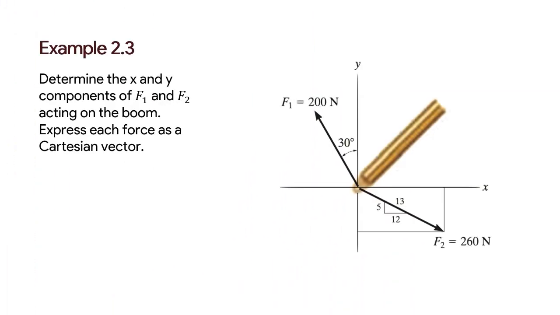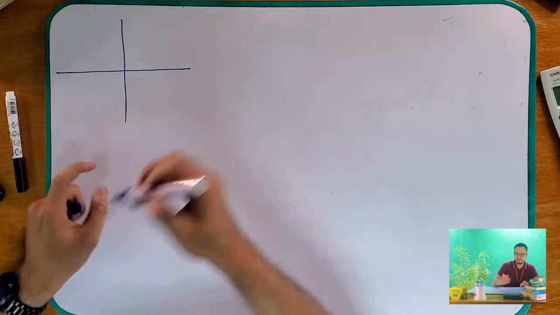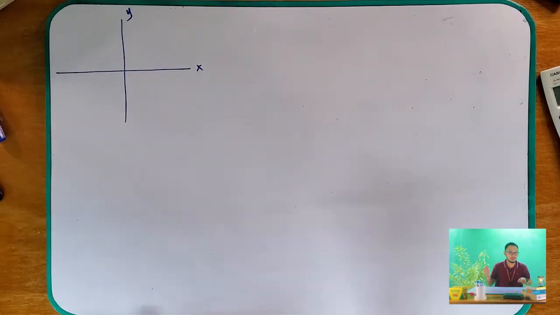So now, let's have an example. We have a boom here that is subjected to two forces, F1 and F2. Our goal here is to express each force as a Cartesian vector. That is our problem. It is easy. So again, first we make our coordinate system. This is your x and this is your y. And we have two forces.